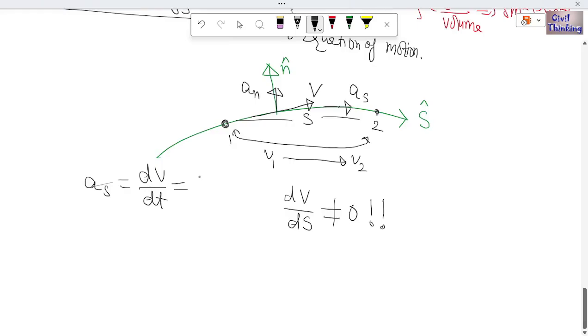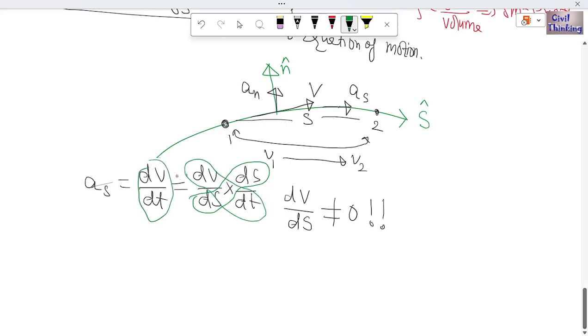Okay, so we can write dv by ds times ds by dt. Now again if you see, these ds and ds will cancel out and we have again dv by dt. So it is the same thing. I have converted delta v by delta t into dv by ds, multiplied by ds by dt.